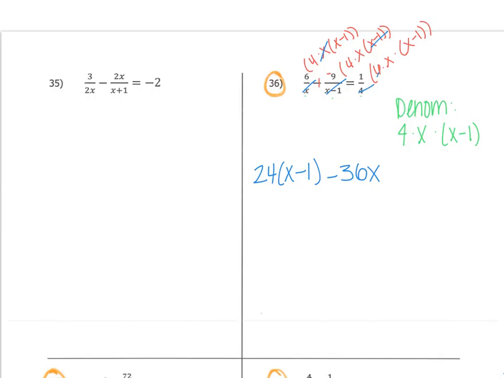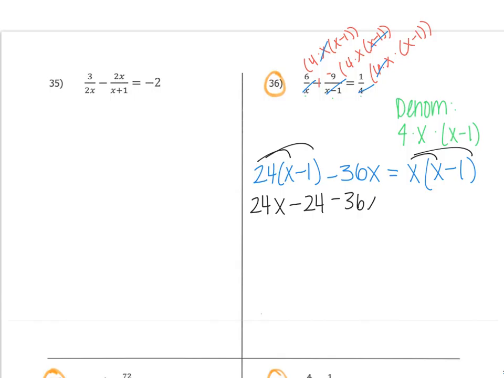On the right side, 4's cancel. So now we have equals 1 times x, which is just x, times x minus 1. From here, start distributing. You may want to write small for this problem. It is a little bit of work here. Combine any like terms that you see.